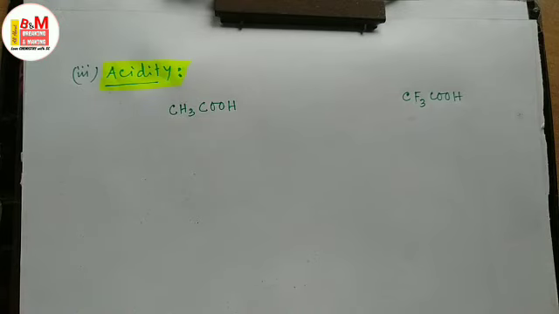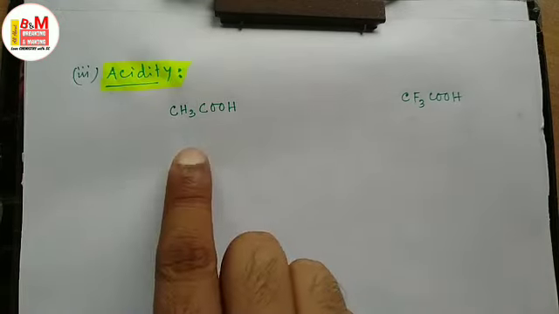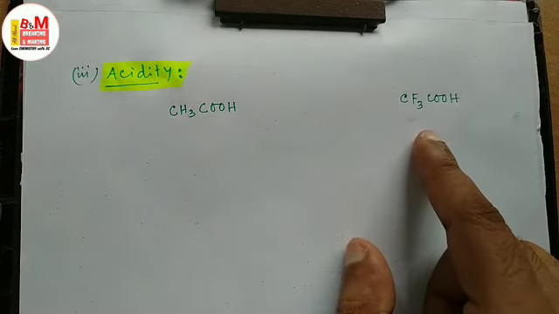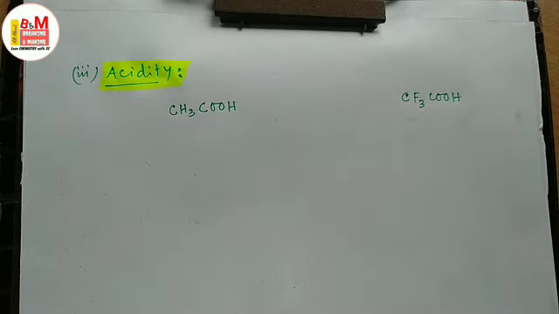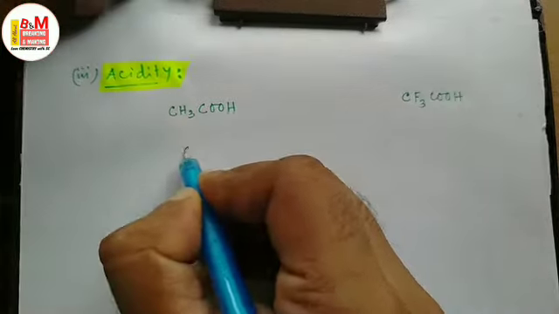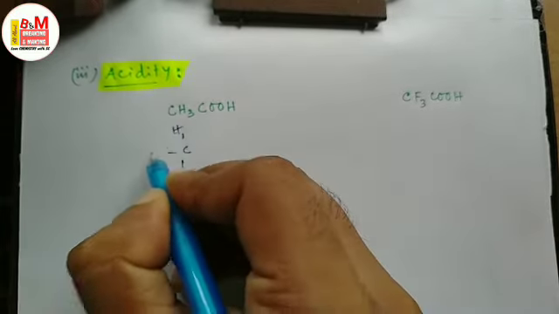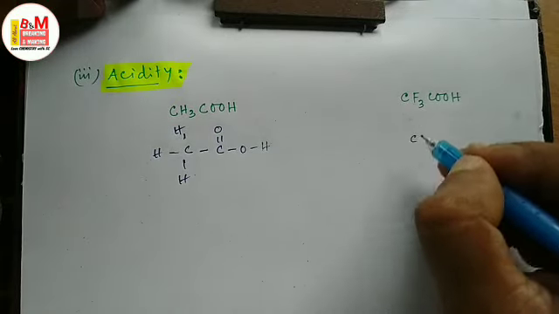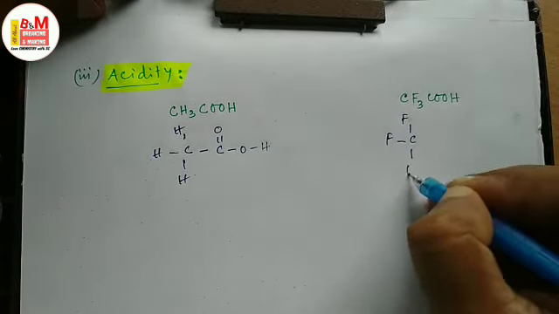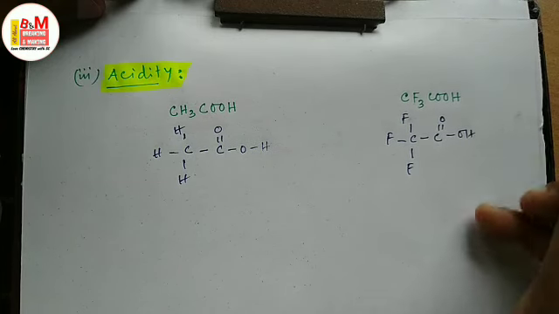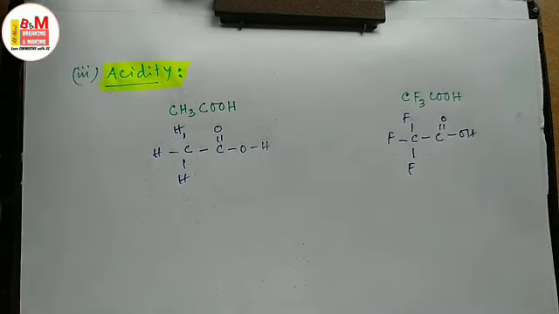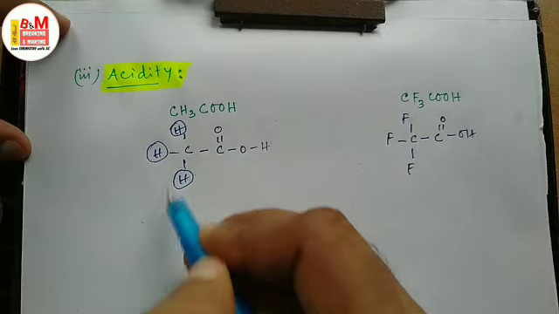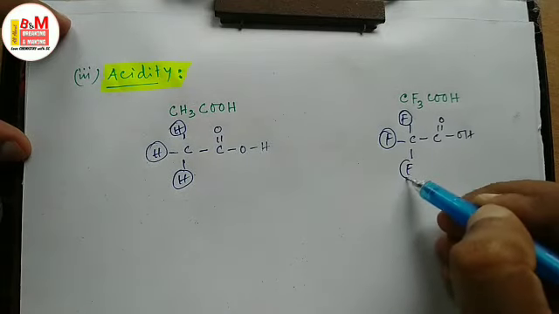So number 3 is acidity. The acidity of acetic acid and trifluoroacetic acid can be explained in terms of inductive effect. Let's consider the structure of both the molecules. If you look into the structures, we can easily find out that the difference is only of these 3 hydrogen atoms over here and these 3 fluorine atoms over here.